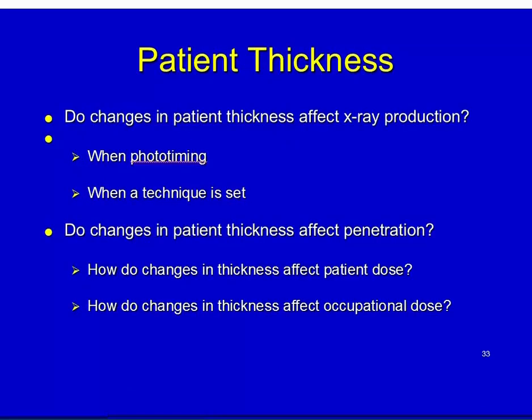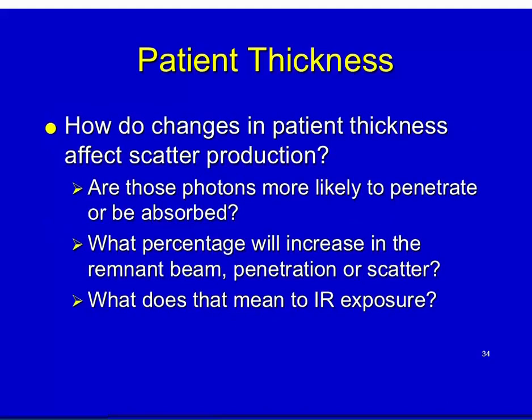So patient thickness. How do changes in patient thickness affect X-ray production? We have to consider, are we phototiming or are we setting a technique? Do changes in patient thickness affect penetration? We have to consider patient dose issues, and we also have to consider occupational dose as well. What kind of patients increase and what kind of tissue types increase patient dose the most, and what types of tissue types increase occupational dose too.